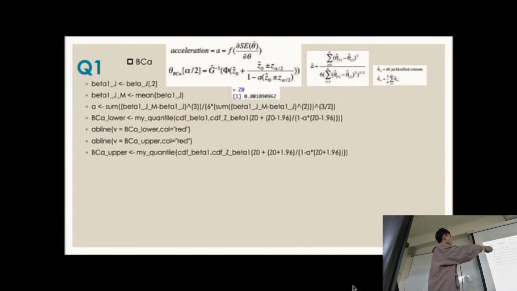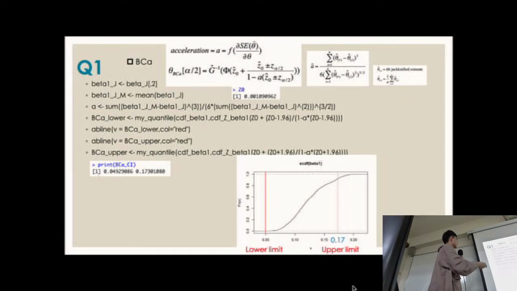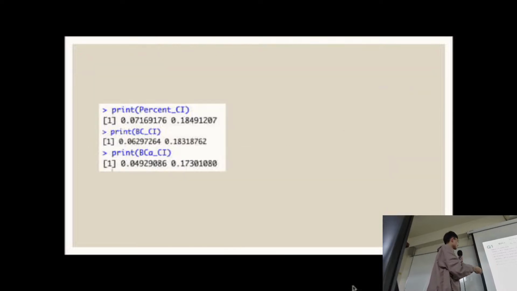So I have a Z0, but it's incorrect. But I can put it into this formula to get the theta. So I use the function again to get my lower bound. So after doing this, I can also get the lower limit and upper limit. So compared with the previous one, I can see that there's slight movement among the CI.